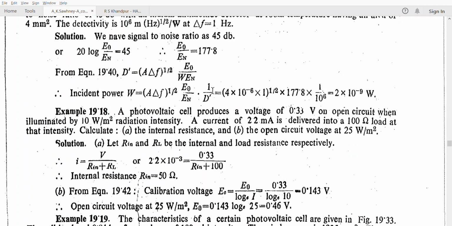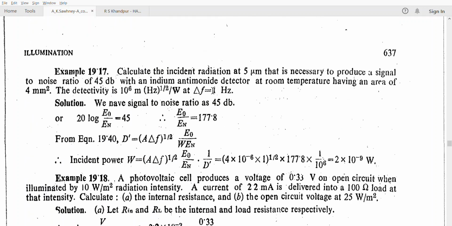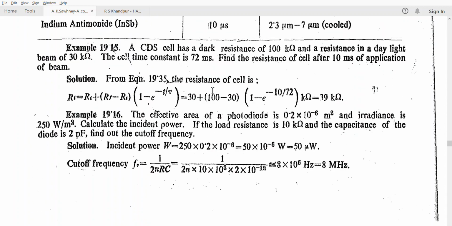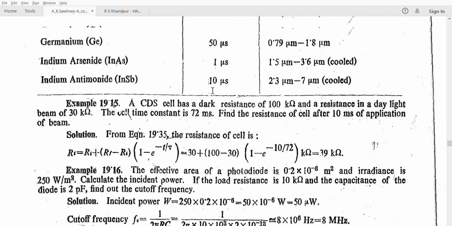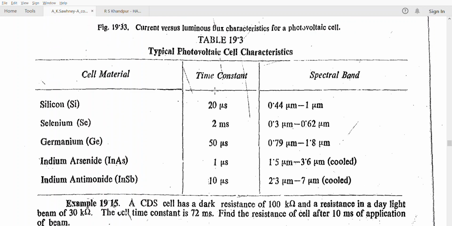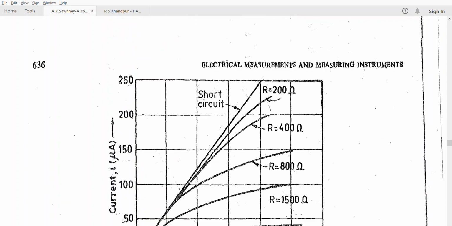Another important thing that I wanted to teach you is the response lag. Response lag is defined as, when there is an input, how much time it takes for the output to respond. That is somewhat defined by these time constants.